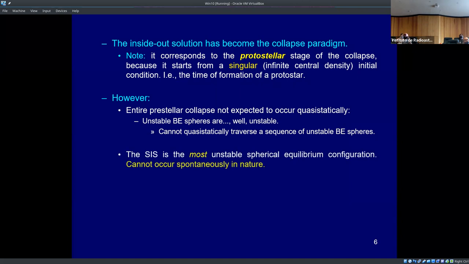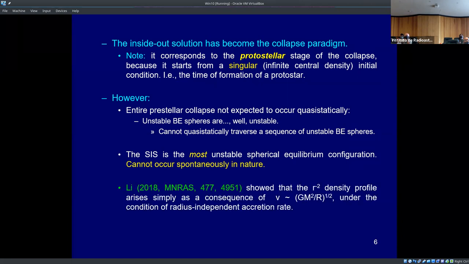Furthermore, the singular isothermal sphere is the most unstable of all those unstable spheres. So you do not expect it to occur spontaneously in nature. You don't expect unstable equilibria to appear. You don't expect to see this thing standing up on its foot.